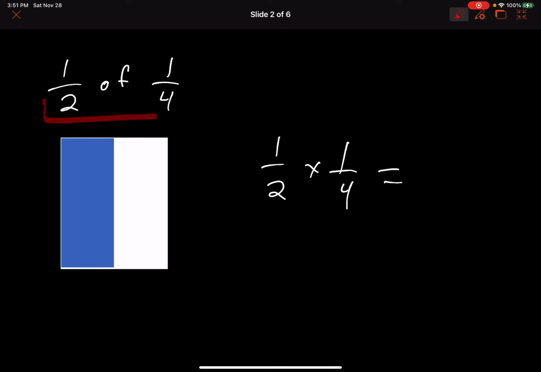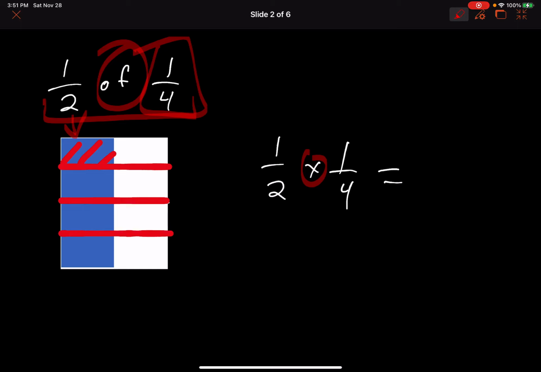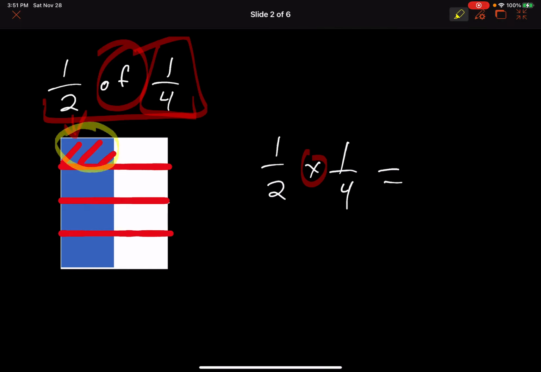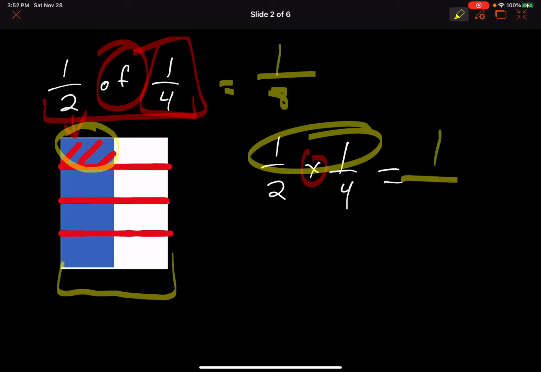All right, a little review here. I have 1/2 of 1/4, so I know the "of" means to multiply. And then I have the 1/2 here, and then I can take 1/4 of a 1/2. So that would look like this. This is my 1/4 of the 1/2, and that would be 1, and then the total number is 8. And I can double check this by multiplying, and it's 1/8.